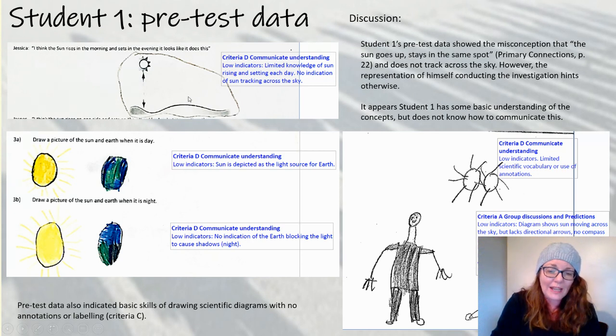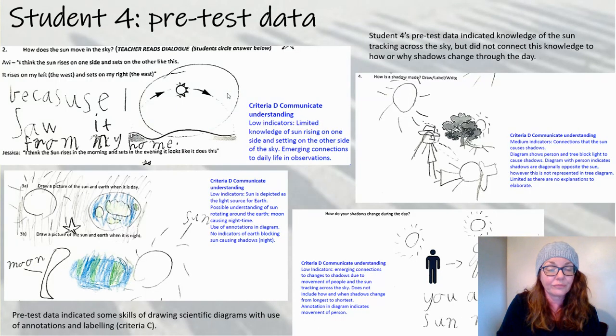This shows student 1 has some basic understanding of the concepts, but does not really have the scientific skills to communicate this. Overall, prior to the commencement of the lesson sequence, student 1 has demonstrated low indicators of understanding the scientific concepts and skills. And these representations show low indicators for concepts 1, 2, and 3.